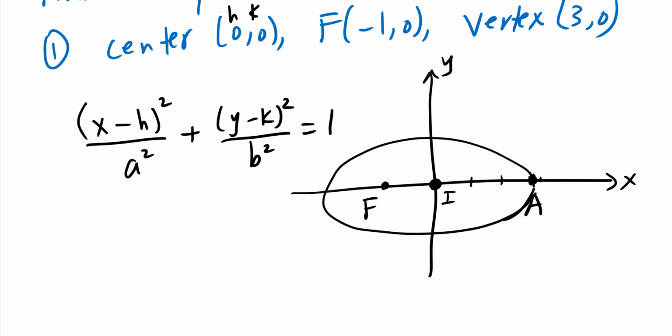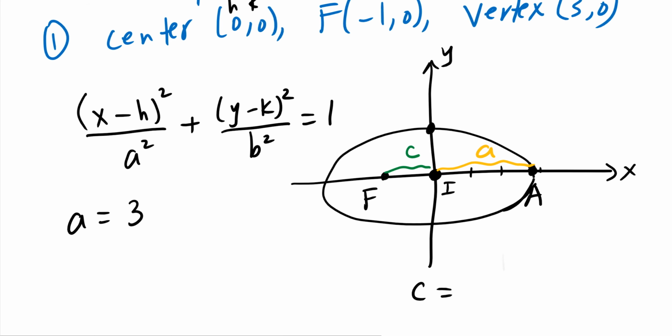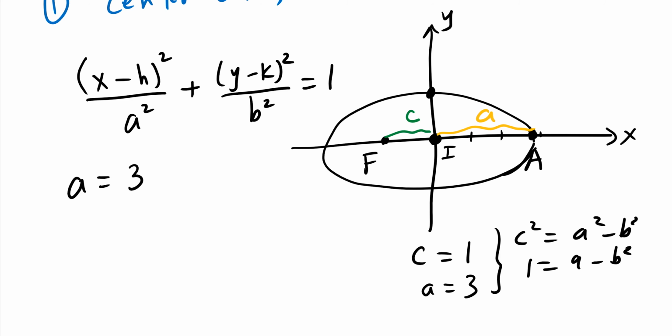The distance from the center to the vertex is a. So I know a here. A is 3 units. B is the distance from the center to that point, but I don't know what that point is. They give us one more piece of information that we can use, from here to here. That's a c distance. So I have a and c. So c is 1 unit and a is 3. We have c squared equals a squared minus b squared. 1 equals 9 minus b squared. So b squared is 8. That's what I need. I need b squared.